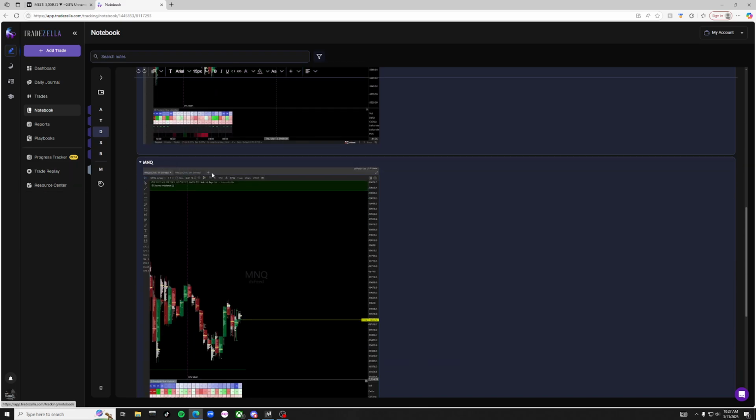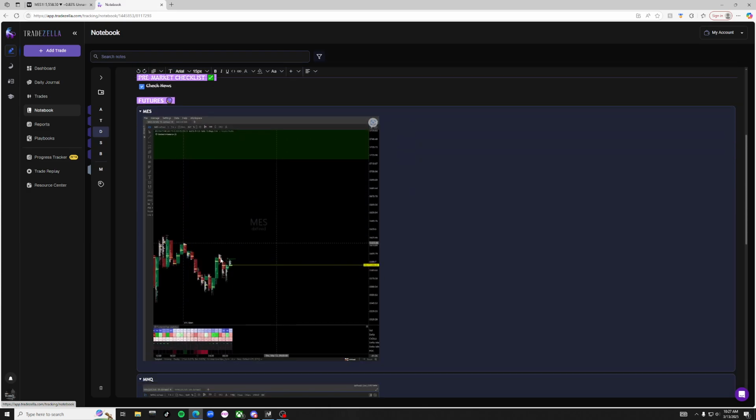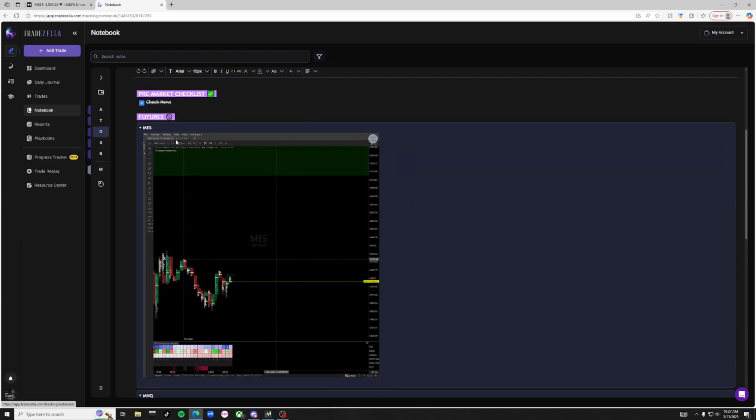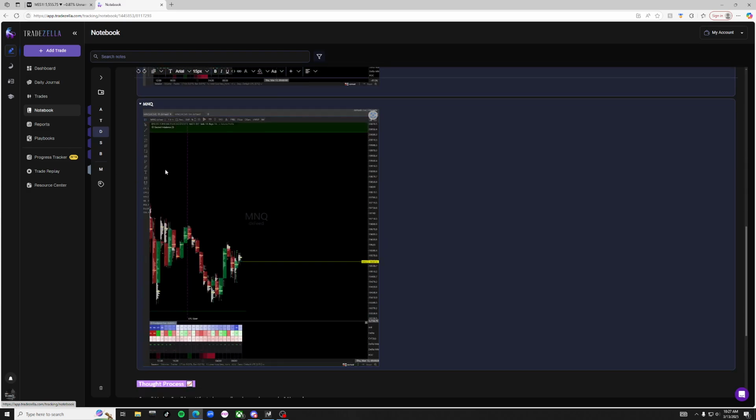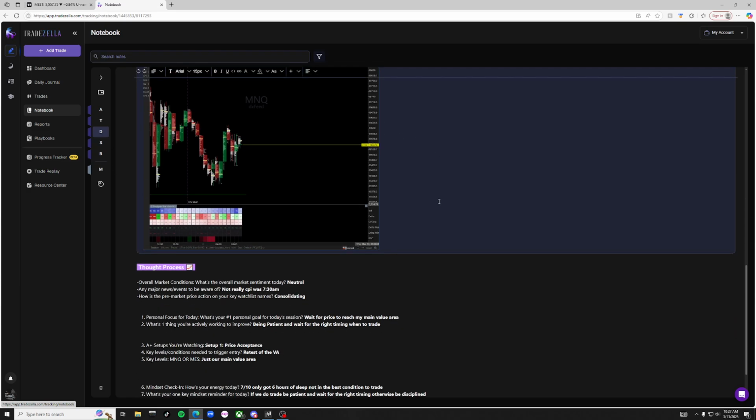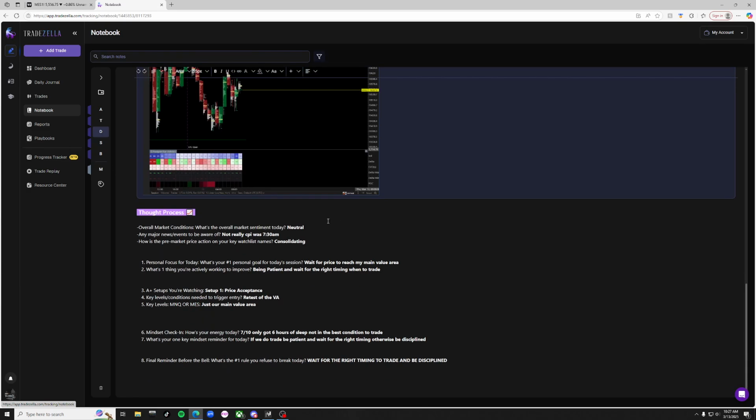But let's see. MNQ, ES, we're far away from our value area, the 1 hour. So I'm thinking, okay, we're not gonna take a trade. Same with MNQ, the Nasdaq, far away from our value area. We're not gonna take a trade. That's my thought process.